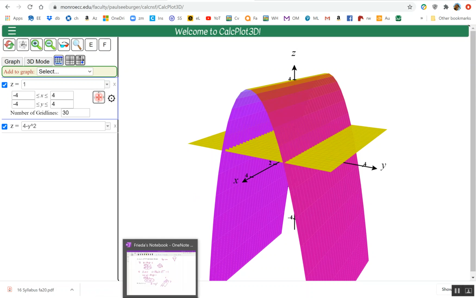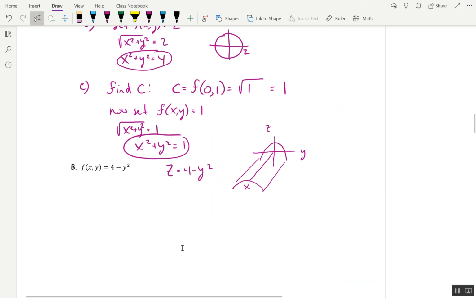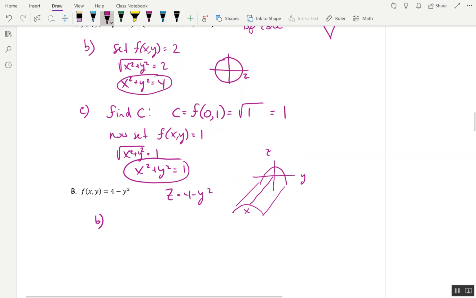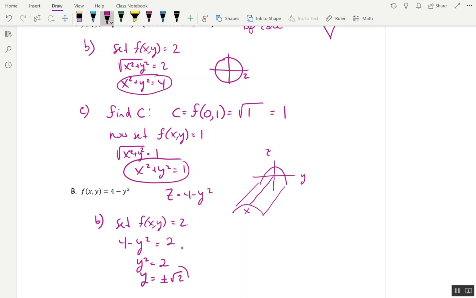All right, so back to our problem here. So part B, what's part B? Find an equation for the level curve corresponding to c equals 2. So we want to set f of x, y equal to 2. So 4 minus y squared equals 2. So, moving the y squared over, y squared is 2. So I get 2 lines. y is plus or minus the square root of 2.